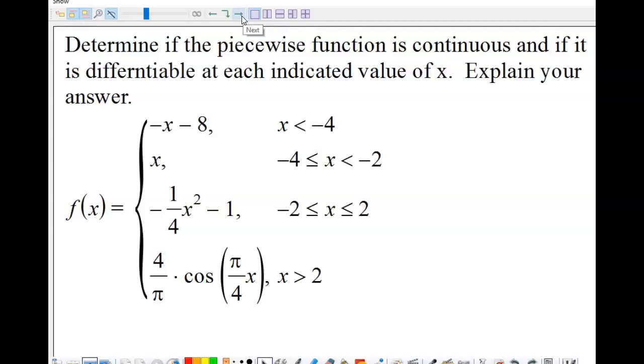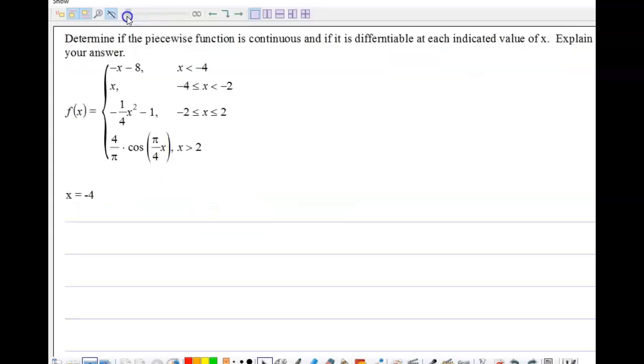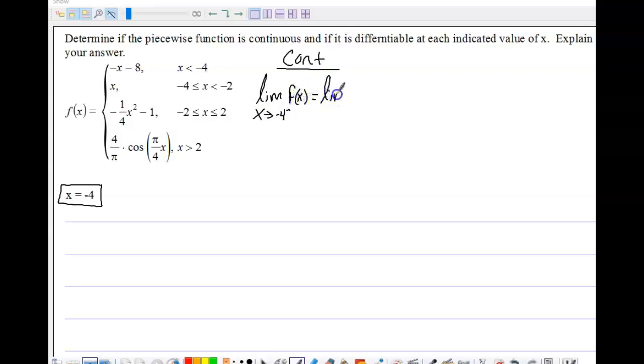There's a lot going on in this problem. We need to determine if it is continuous or differentiable at each of the values indicated. So for number 5, we're trying to see if it is continuous and differentiable at x equals -4. So to do that, we're going to take the limit as x approaches -4 from the left of the function. We want to verify that it does in fact equal the limit of the function as I approach -4 from the right.